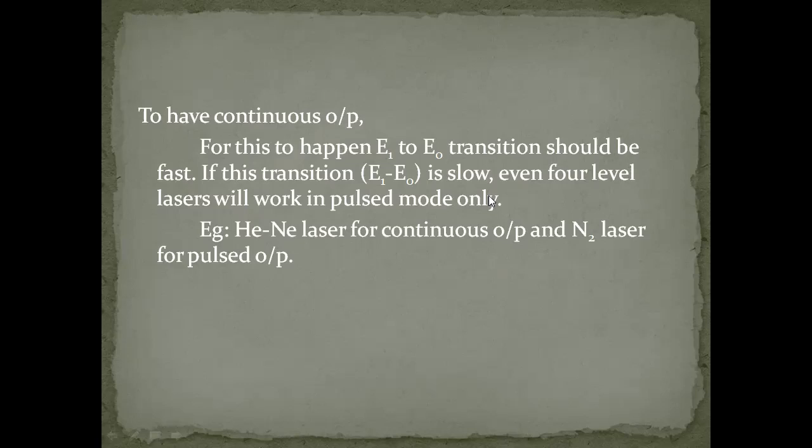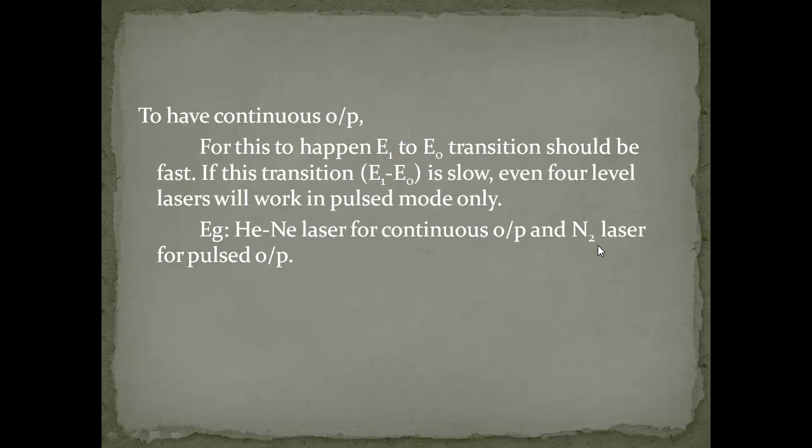So to make it faster, E1 should be a normal energy state, so that atoms will decay from the E1 energy level to the E0 energy level. And the best example for a continuous output laser is the helium neon laser, where the energy state between metastable and ground state is a normal energy state.